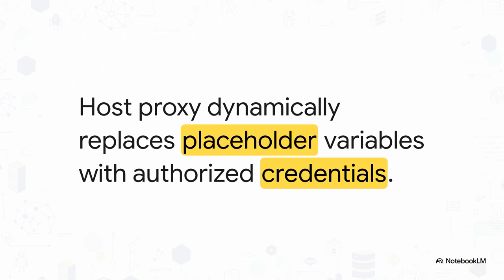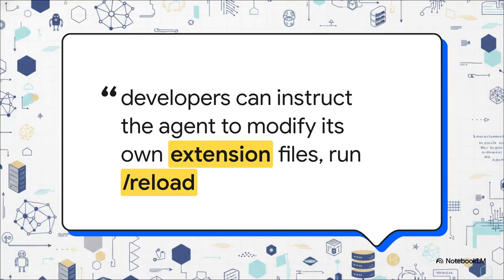When the agent makes an outbound request using a placeholder, like $GitHub token, the host proxy intercepts it, checks an allow list, and dynamically injects the real credentials before forwarding it to the server. Raw security keys never ever enter the guest VM's memory space. It's brilliant. Which brings us to the underlying philosophy of Pi, and perhaps the most important concept in today's curriculum.